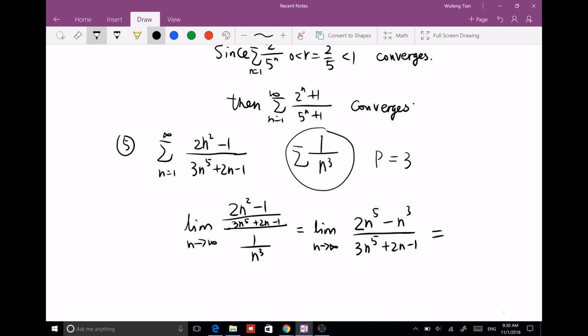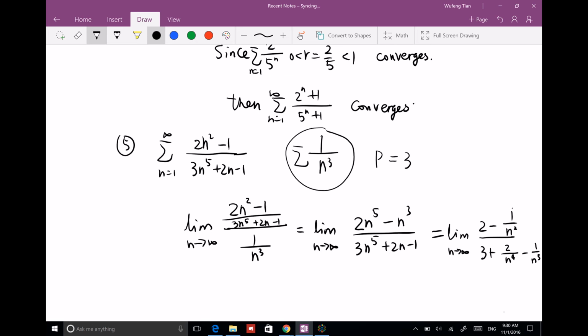So Travis, could you please tell me what's the limit of this one? What do you think this goes to? Let me give you more detail. Divide everything by n to the power 5. It'd just be 2/3. Yes.